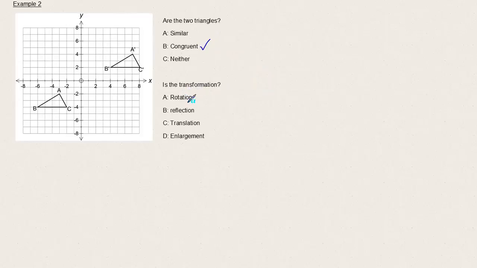Is it a rotation, a reflection, a translation, or an enlargement? Well, A's gone to A dashed, B to B dashed, C to C dashed, and that looks like I've just slid the shape from here to here. And sliding is a translation. We just simply move it.